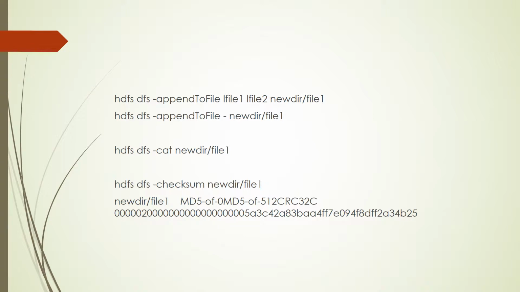Now we will see one by one. Append to file. It will take two local files and write to a single file in the Hadoop system. If we use hyphen, then it will take the input from the standard input and write to the Hadoop system. -cat, it will display the Hadoop file content. -checksum, it will display the checksum value of the Hadoop file and the algorithm used for checksum. It is MD5 here.